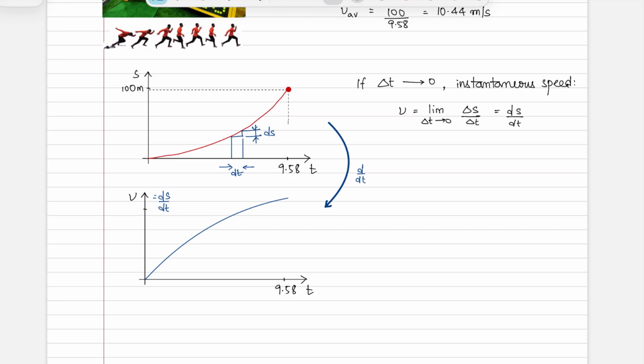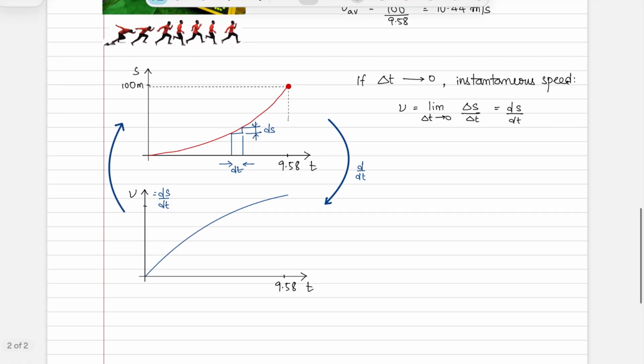And to go from this to this, what are you doing? You're doing integration. So this here is the differentiation of s, ds/dt, and this here is the integration of v dt, which gives you s.